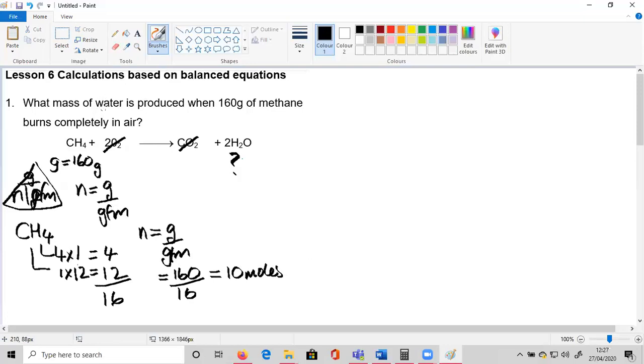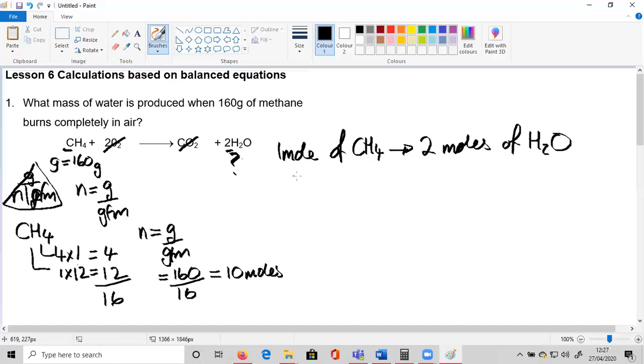Now, as we can see in this equation here, we have got 1 mole of methane makes 2 moles of water. So we write down that conditional statement. 1 mole of methane, or CH4 because it's easier to write, changes into 2 moles of water. So therefore, if we had 10 moles, which we actually do have, then it's going to produce 20 moles of water.